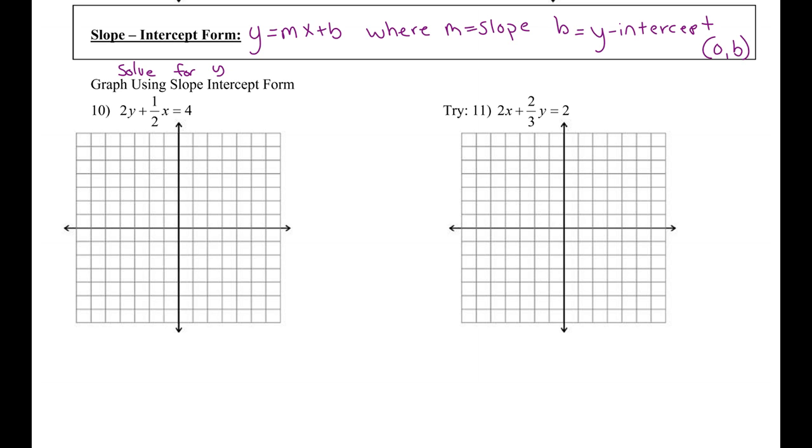Which means that I'm going to start by subtracting 1/2 x from both sides to get 2y is equal to negative 1/2 x plus 4. I'm then going to divide every term by 2 to get y by itself, to get a new equation.